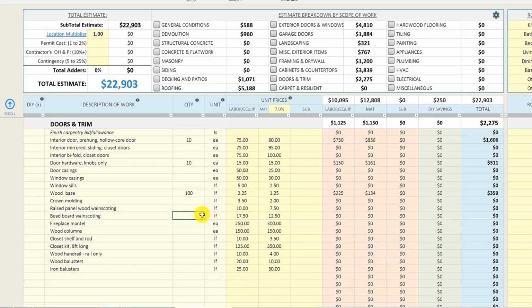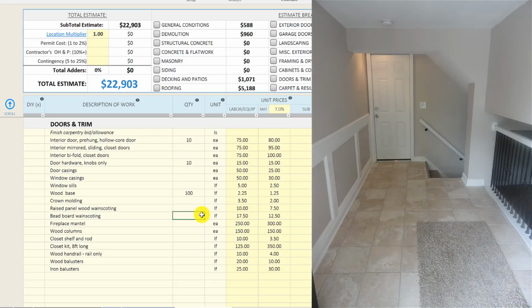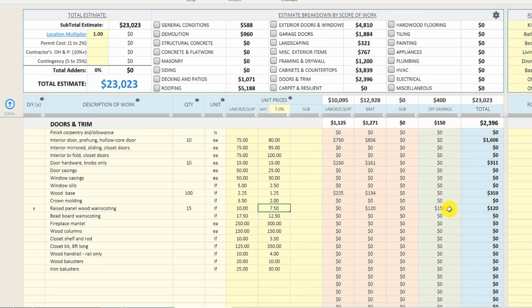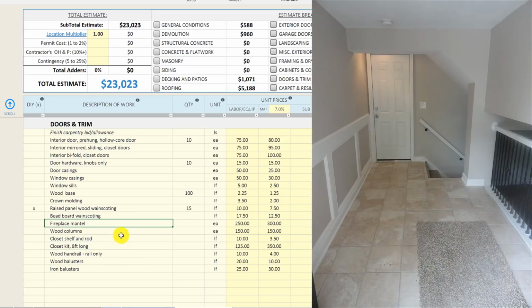Other than that, one of the things that we did was some wainscoting. I actually installed that in the interior, in the main entryway, and I did that myself. So I'm just going to plug in an X there, so you can see I've got $7.50 for materials, which is 120 bucks, and I only saved about 150 bucks doing this myself. In the scheme of things, I probably should have just had the contractor do it, but I did it, and I'll show you some pictures of that.